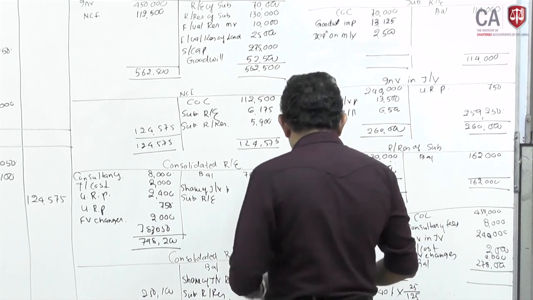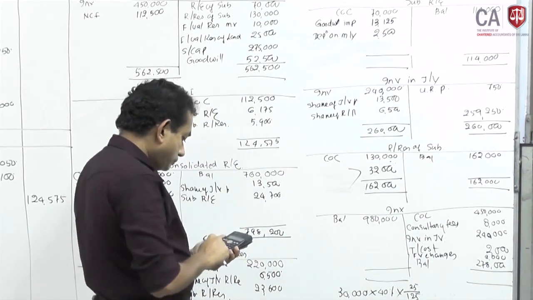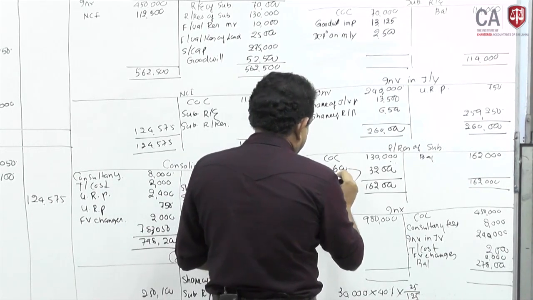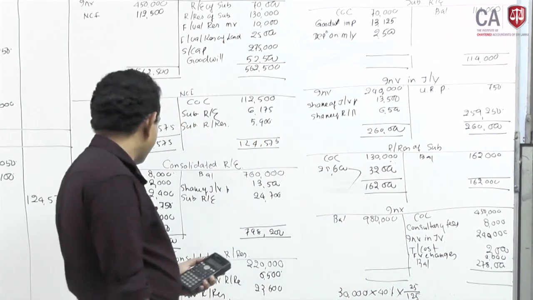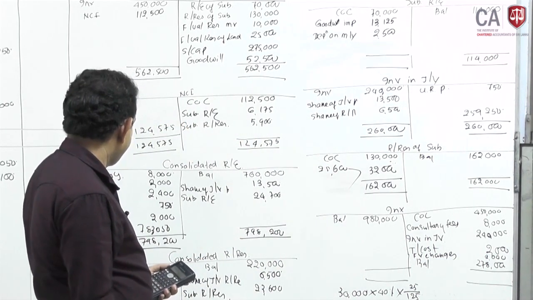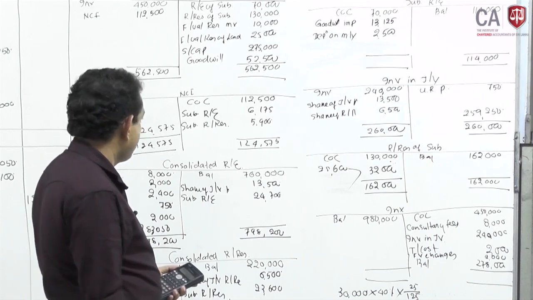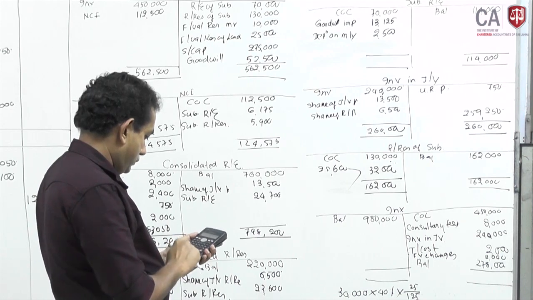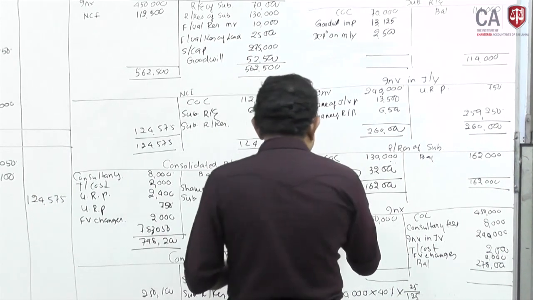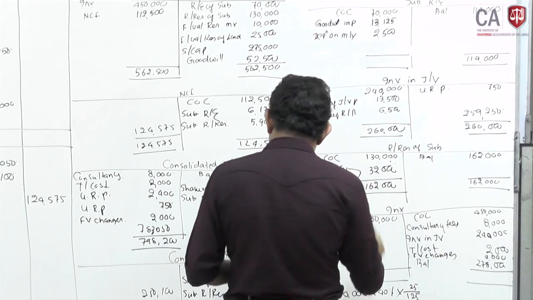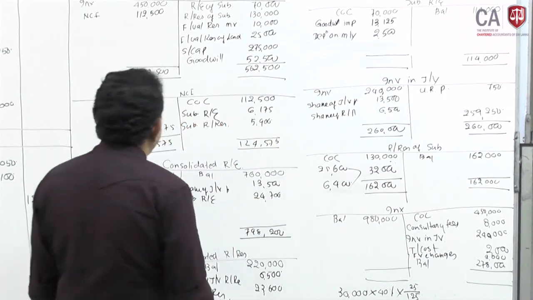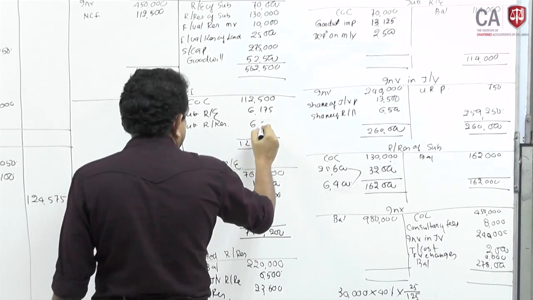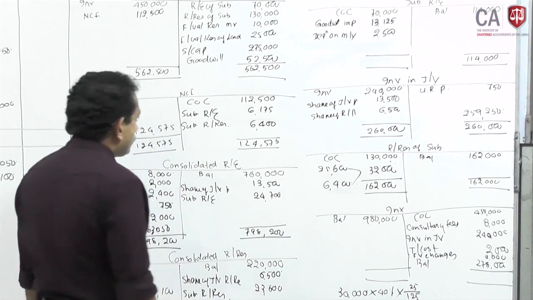Revaluation reserve has to be 32, into 80% is 25,600. Non-controlling shareholders' amount should be 6,400. Revaluation reserve of subsidiary company should be 6,400.